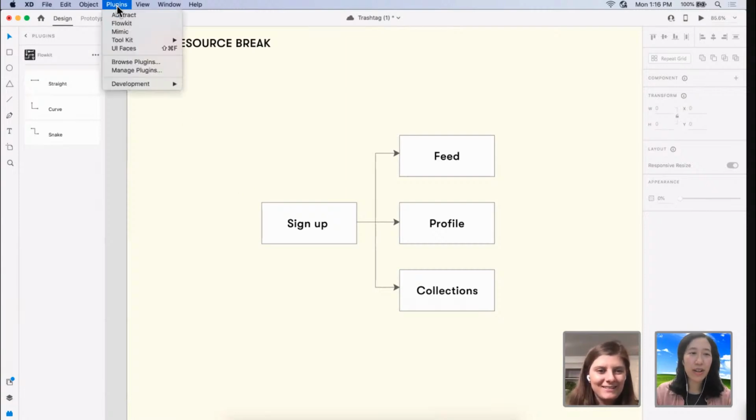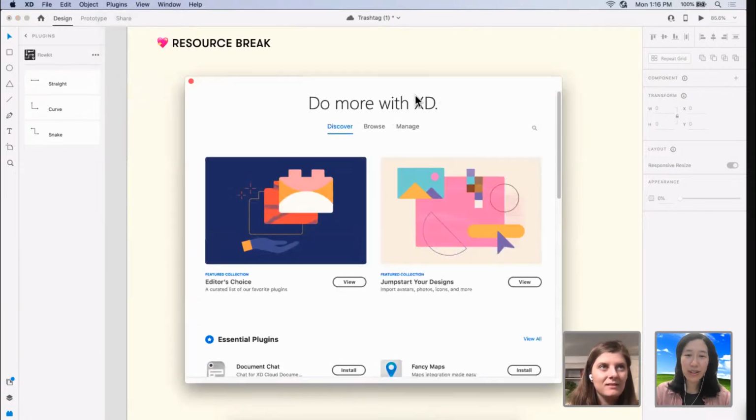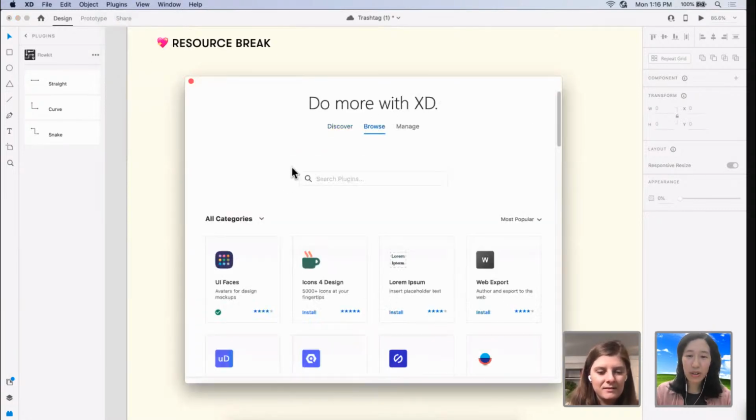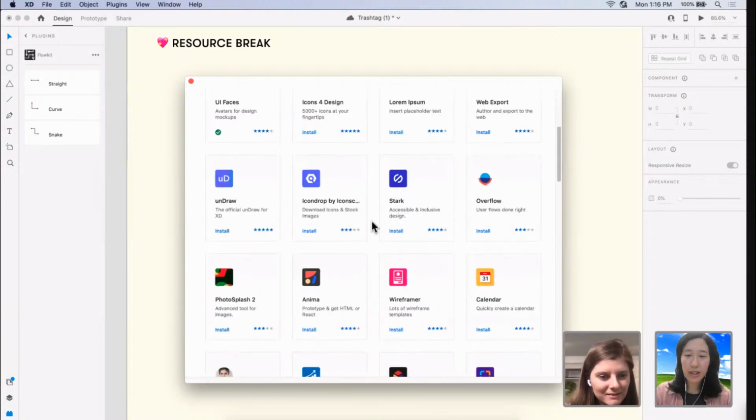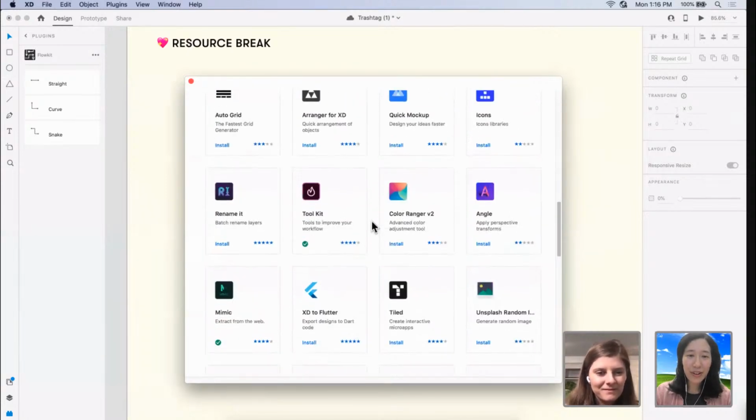And I think there's lots of plugins I actually haven't explored yet. So I highly encourage you guys, if you're using Adobe XD, just browse around, see all the plugins that are there today, because there is a lot of them.